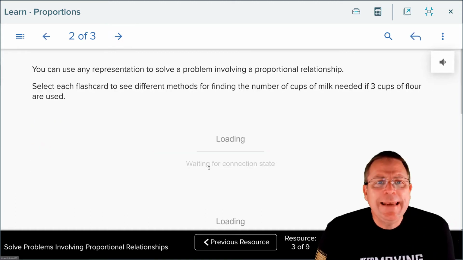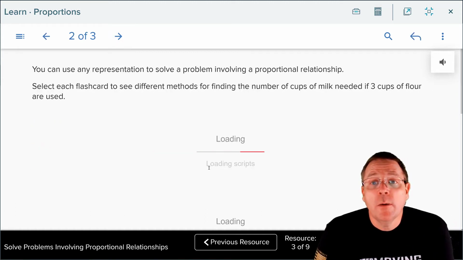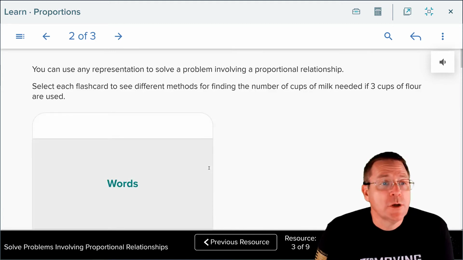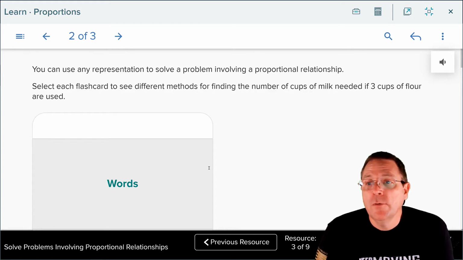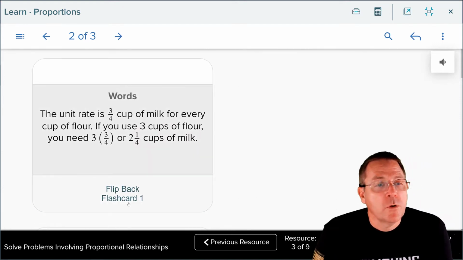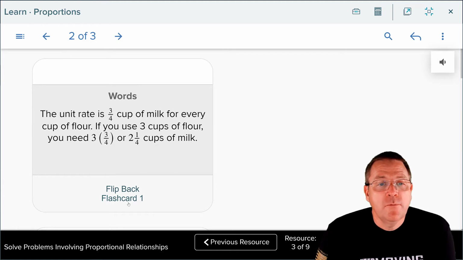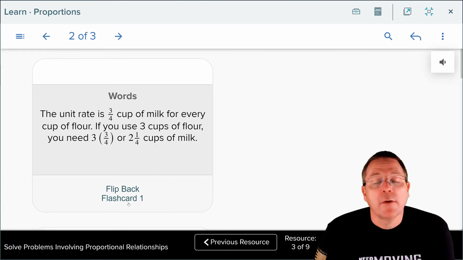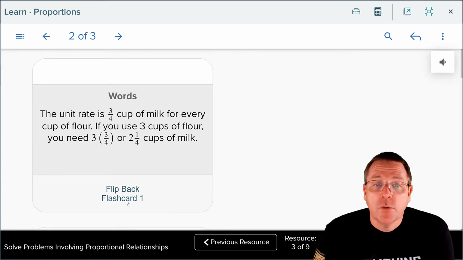You can use any representation to solve a problem involving a proportional relationship. So let's select each flashcard and see different methods of finding the number of cups of milk needed if 3 cups of flour are going to be used. First off, in words, the unit rate is 3/4 of a cup of milk for every cup of flour. If you use 3 cups of flour, you need 3 times 3/4, also known as 2 1/4 cups of milk.